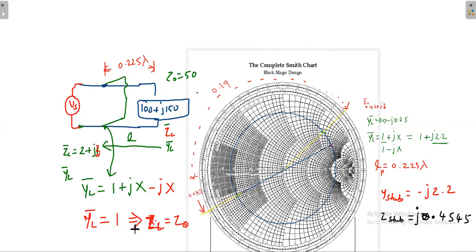So now I am going to introduce the short circuit stub, but that short circuit stub has to provide the impedance value of this one. The impedance provided by the short circuit stub has to be j 0.4545. Okay. Yes, sir. How to do it? Anybody, any idea is there?